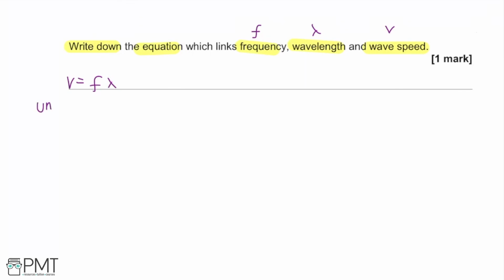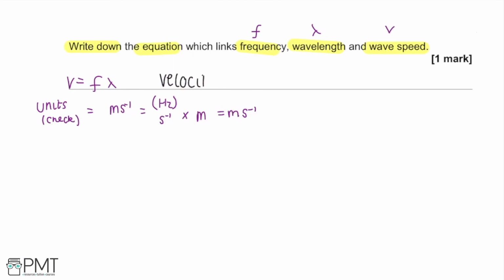Now I can just check this using the units, just check that they work out correctly in this sense. So velocity is measured in meters per second, and that should be equal to the units for frequency, which are hertz, which equates to a unit of per second, multiplied by the unit for wavelength, which is always going to be meters, and that is going to equal meters per second when they're multiplied together, so that checks out with the units for velocity.